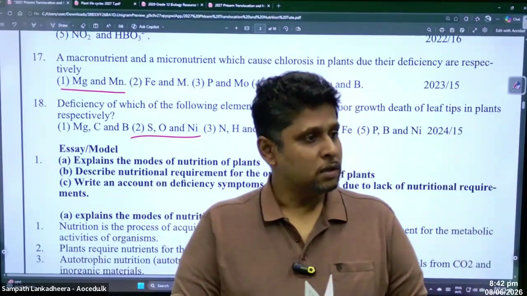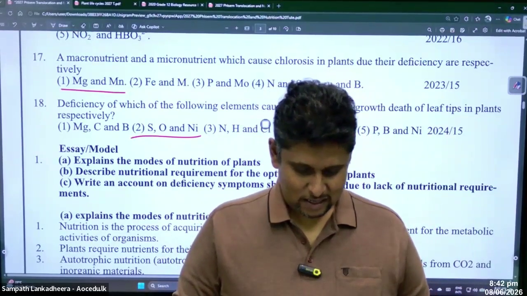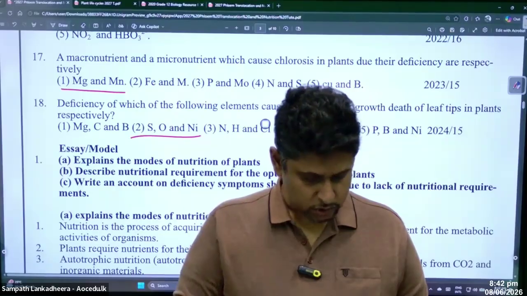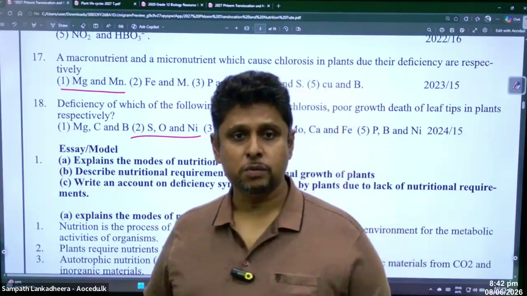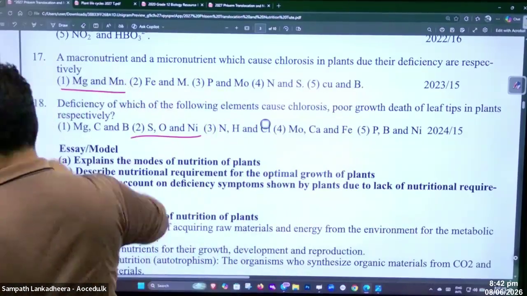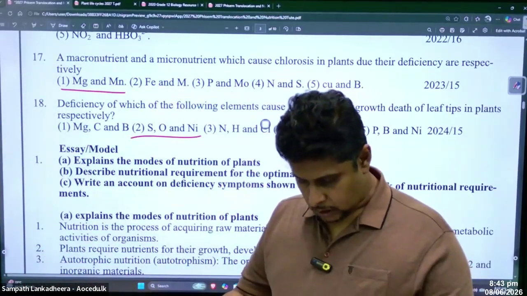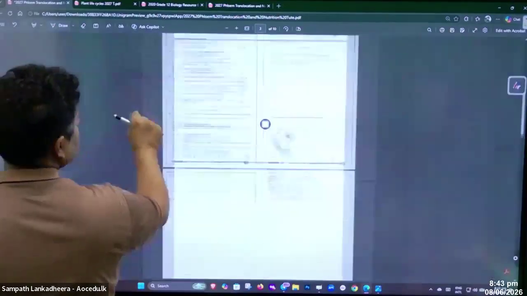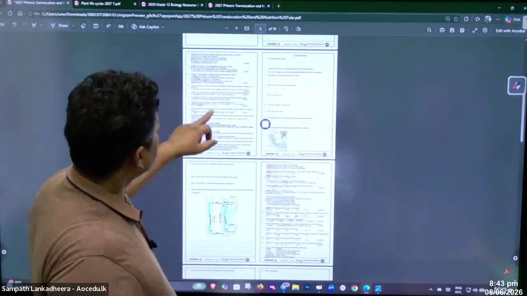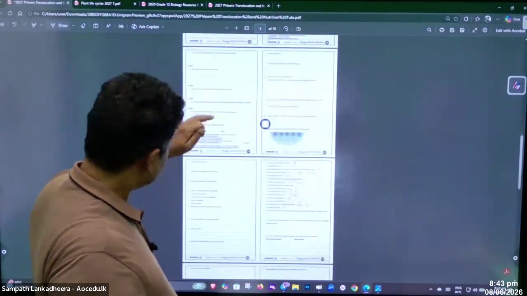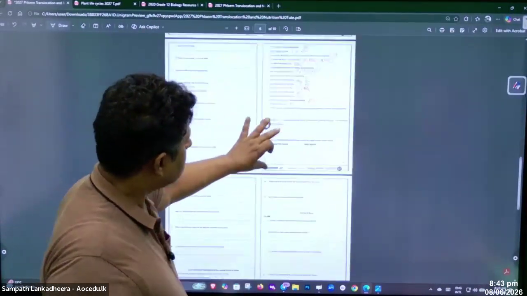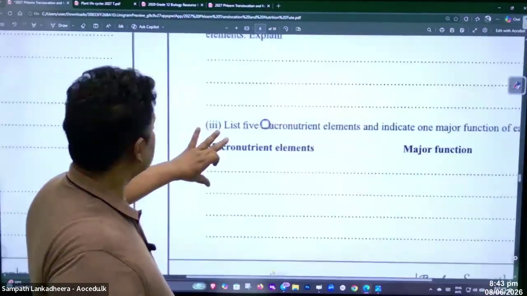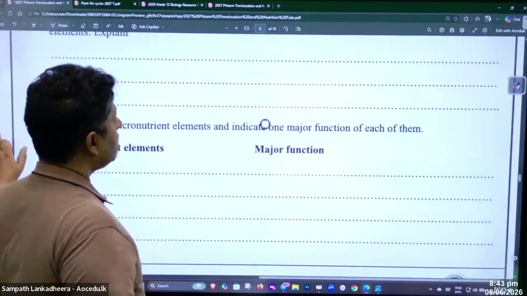Shall we check the exam structured questions? What is the page number? Page number 13.